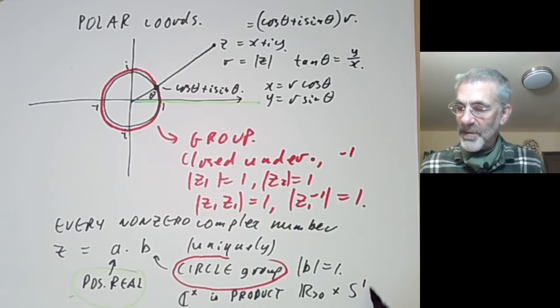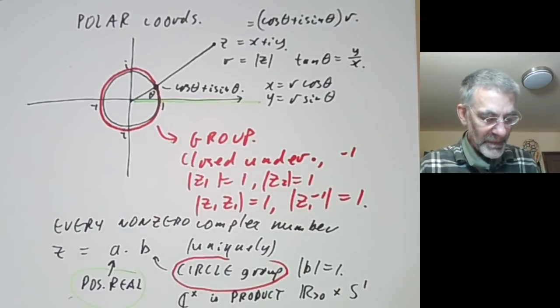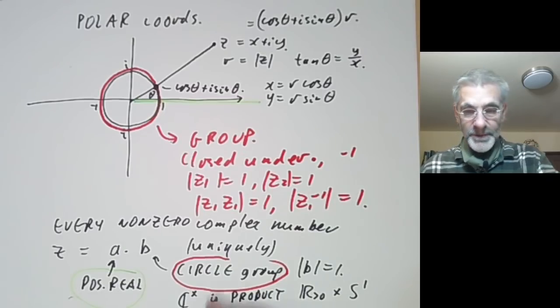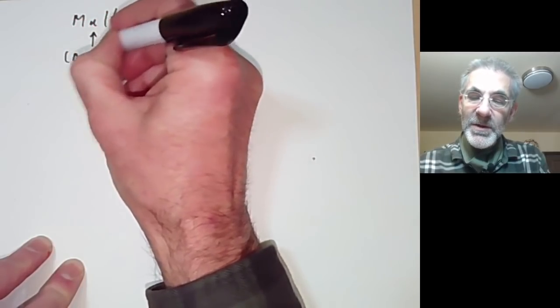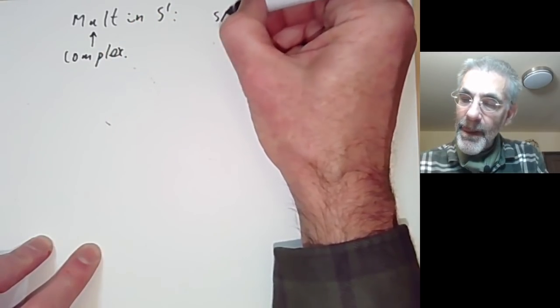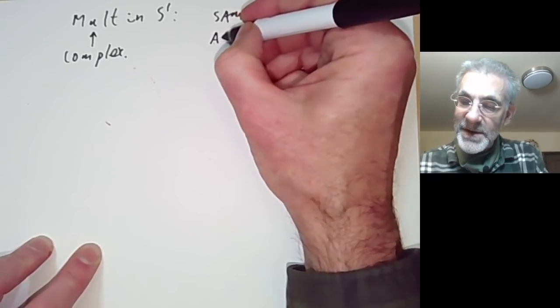The circle group is often denoted by S1. S stands for sphere and 1 stands for one-dimensional. So a circle is a sort of one-dimensional sphere. And this means that there are two ways of doing multiplication in S1. So first of all, we can multiply them as complex numbers, or we can multiply them by adding angles.